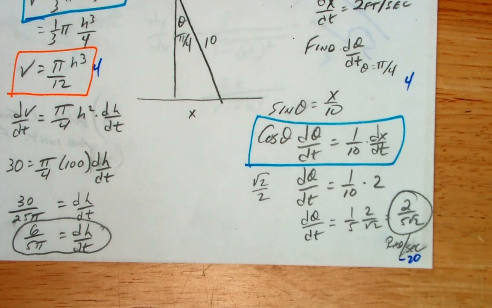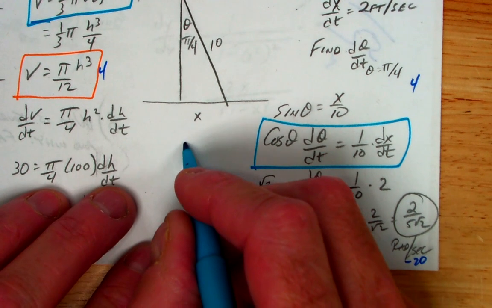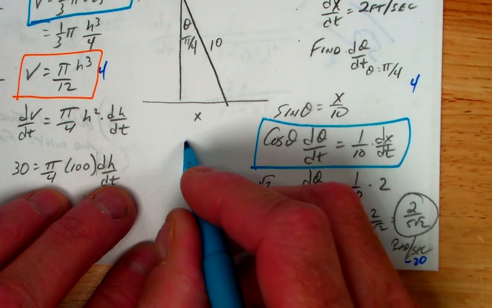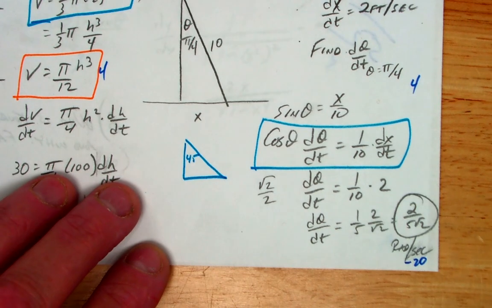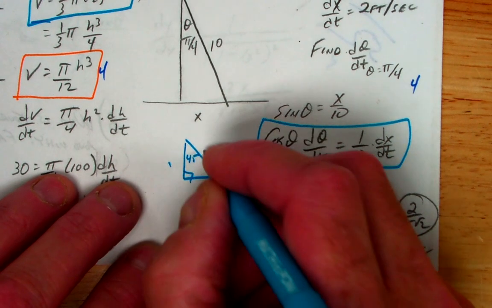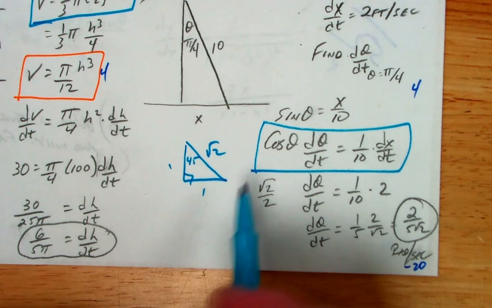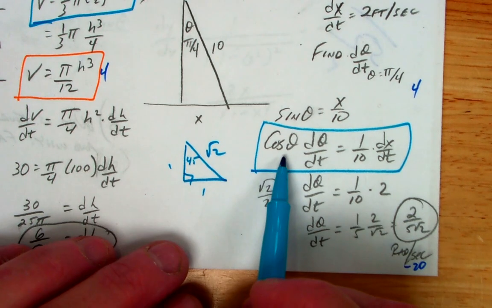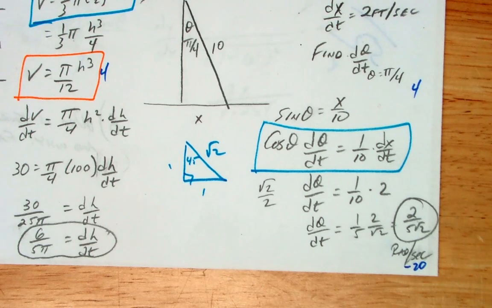So here's the deal. How would I do this? If I look at pi over 4, this is a special triangle. That's 45 degrees. All your 45-degree triangles have this ratio: 1, 1, square root of 2. All of them. Period. That's it. Okay? So now if I'm looking at cosine of theta, well, first of all, before I get to that, let me just set it up.